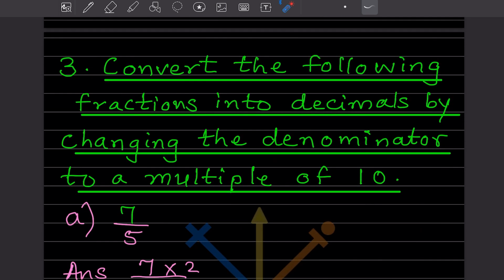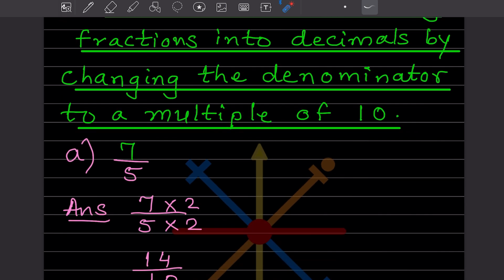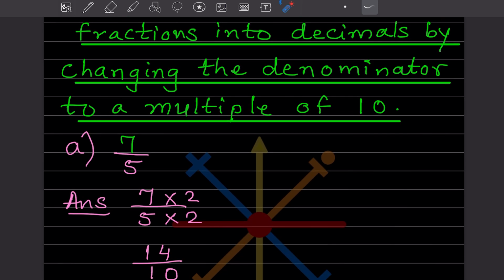Now they convert the following fractions into decimals by changing the denominator to a multiple of 10. So I'll tell you what to do. We have to just concentrate over here. We want the denominator to be 10.